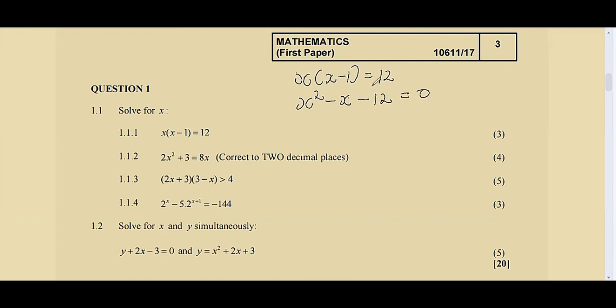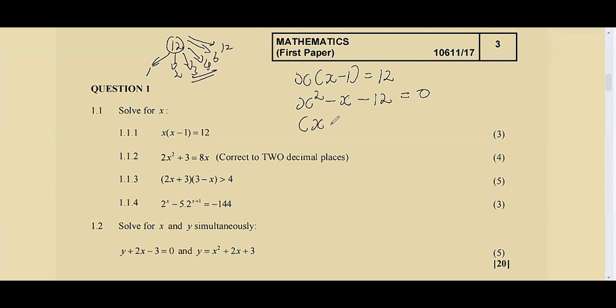Now, if we are looking for the factors of 12 to have inside our brackets, we have 1, 2, 3, 4, 6, and 12. These are all the factors of 12, but then we are looking for factors of 12 that, when we multiply them, give us 12, and when we add or subtract them, give us negative 1. So that will definitely be 3 and 4.